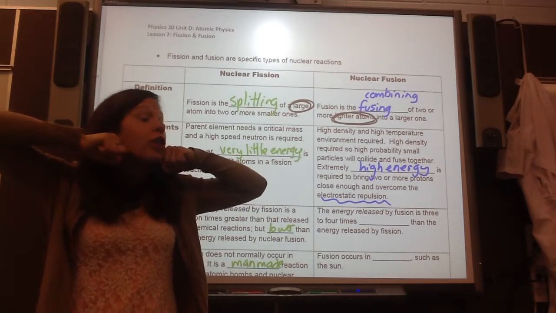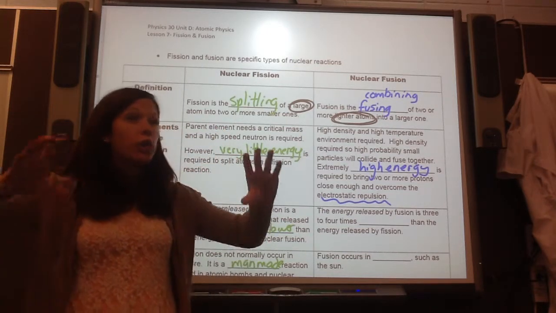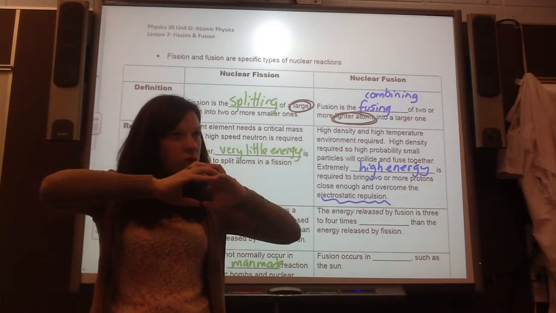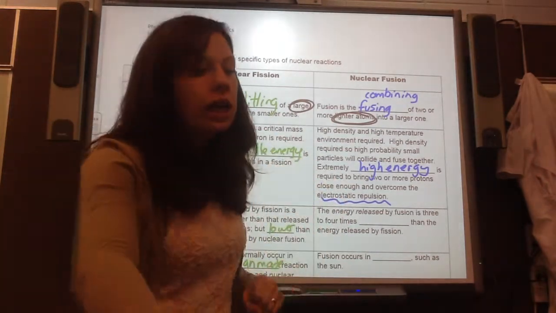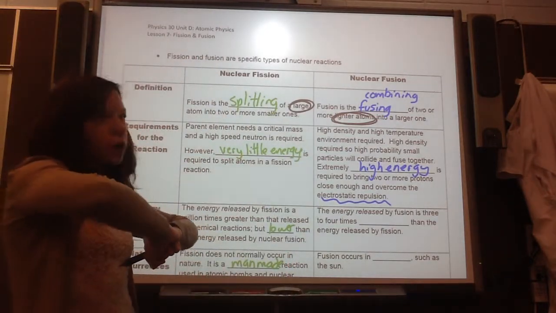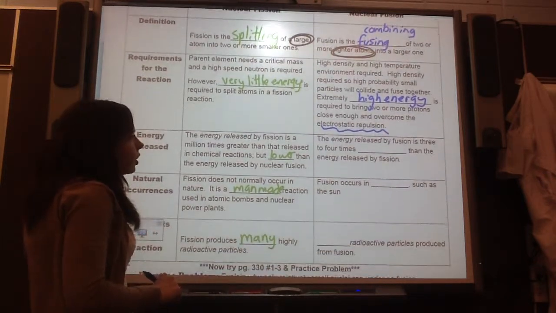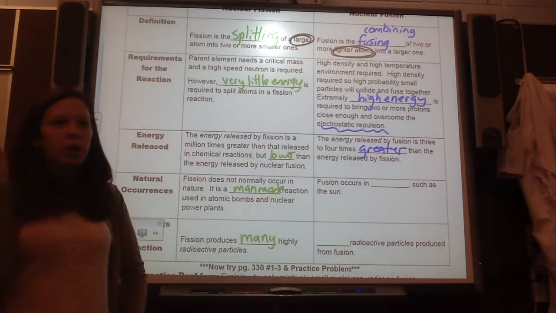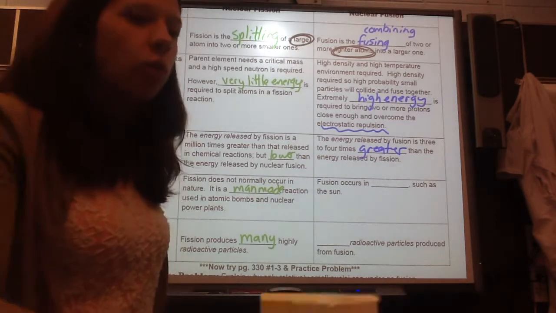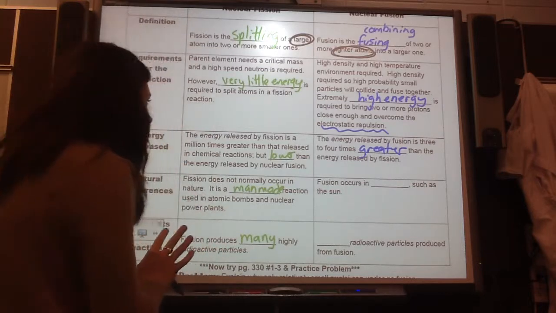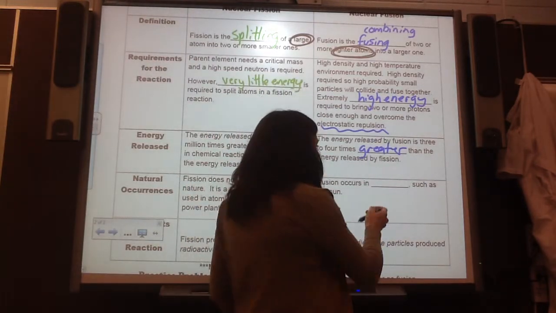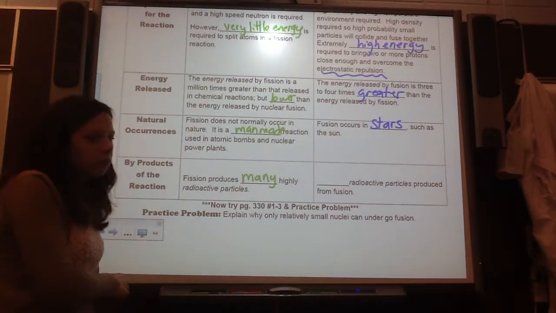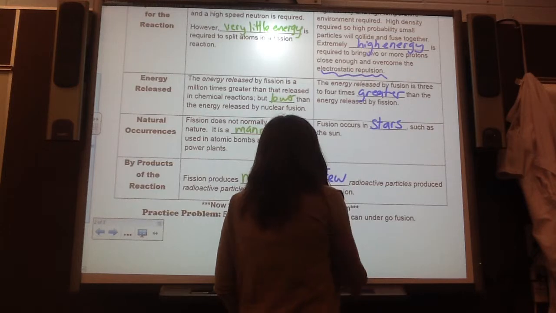That's why the larger the nucleus, the more it won't work, right? So if you have big nuclei coming together, there's too much repulsion. You can't force them together as much, okay? So you need the small ones to come together. And even then, it's a lot of energy to push them together because they don't want to hang out, okay? The energy released by fusion is 3 to 4 times greater than fission. So both are huge, much more amounts of energy released than just normal chemical reactions, though. This is not a chemical reaction, it's a nuclear reaction. Fusion occurs in stars, such as our sun. And few radioactive particles are produced from fusion.